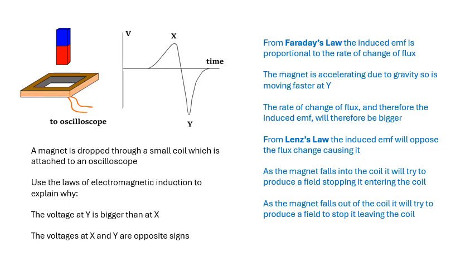From Lenz's law, the induced EMF will oppose the flux change causing it. So when the magnet is falling into the coil, the EMF will produce a field to try and stop it coming in. When the magnet is falling out of the coil, the induced EMF will produce a field to try and stop it falling out. So at X the magnet is falling in, at Y the magnet is falling out. From Lenz's law, the induced EMFs will be in opposite directions because it's trying to stop it from happening.